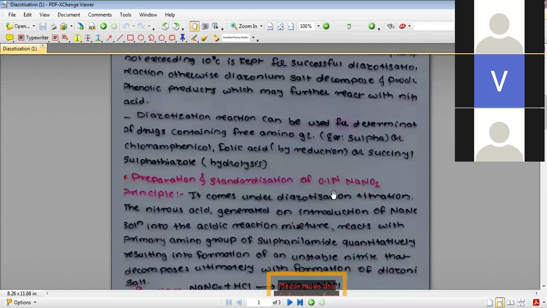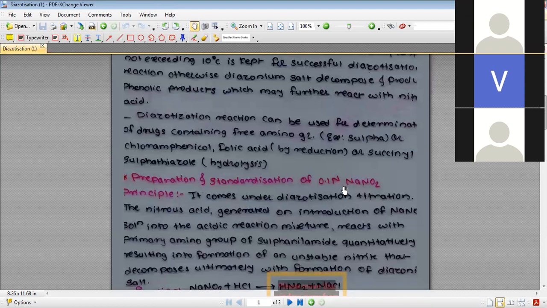So for preparation of any sort of standard solution, whether it may be normal solution or molar solution, we are going to take a 1000 ml volumetric flask. For preparation of 0.1 normal sodium nitrite, we are going to take firstly 7.5 gram of sodium nitrite in the volumetric flask and finally we are going to maintain the volume up to 1000 ml with the help of distilled water.